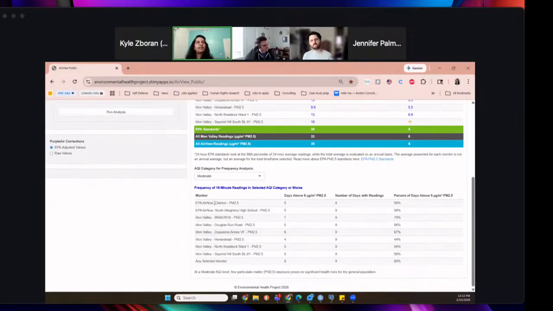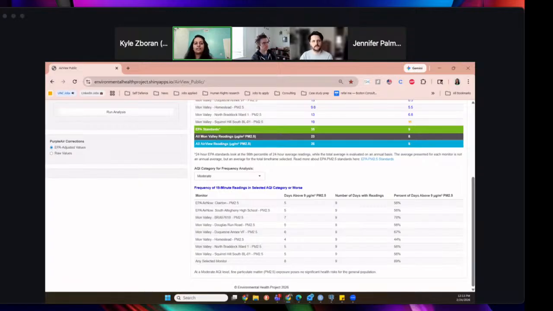Now, let's look at the AQI category frequency analysis table. Here, you can select different AQI categories, such as moderate, unhealthy for sensitive groups, unhealthy, very unhealthy, and hazardous. The table shows how often 15-minute monitor readings entered or exceeded that selected category during the time period we have selected. For each monitor, we display the number of days where the readings exceeded the selected threshold, the total number of days with data, and the percentage of days above the level.